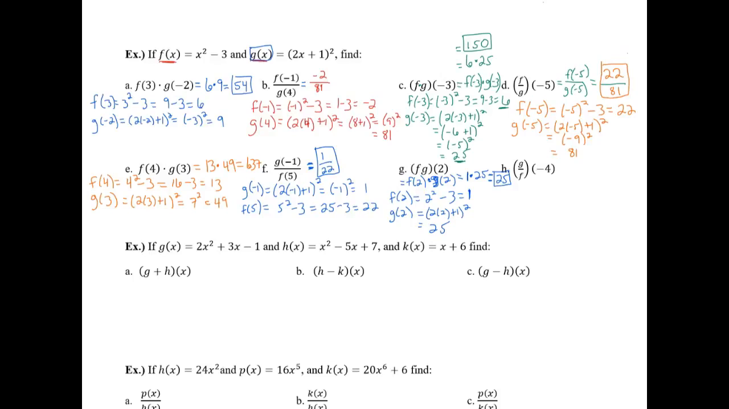And the last one here, h. So g divided by f of -4, same thing as g of -4 divided by f of -4. Again, the order matters. Division is not commutative, so I have to do g divided by f. I can't flip-flop that. Alright, let's find g of -4.